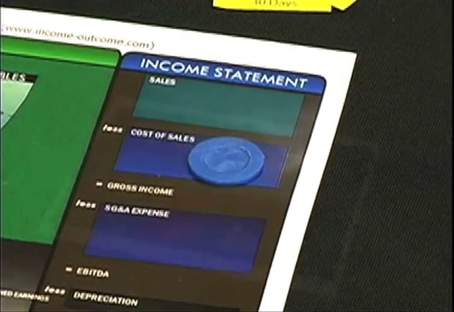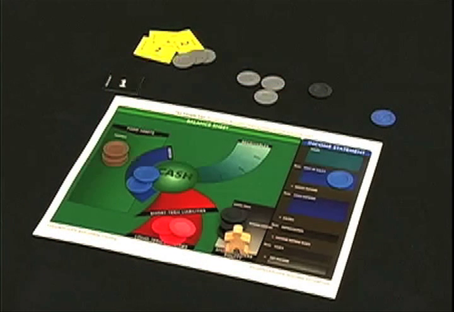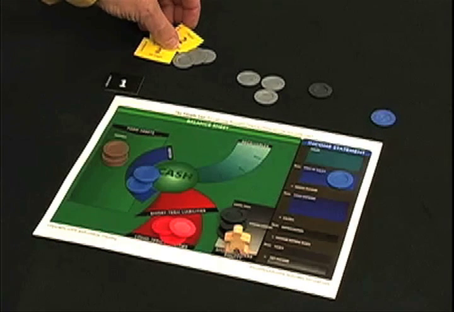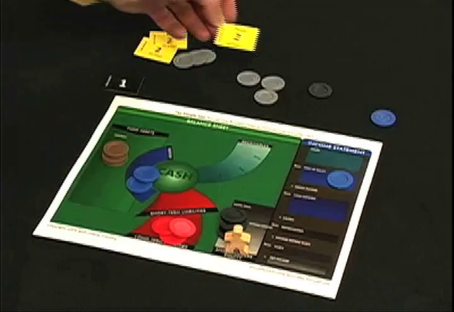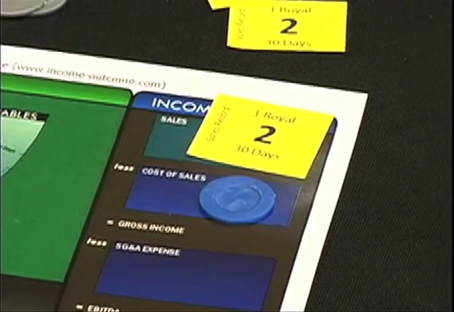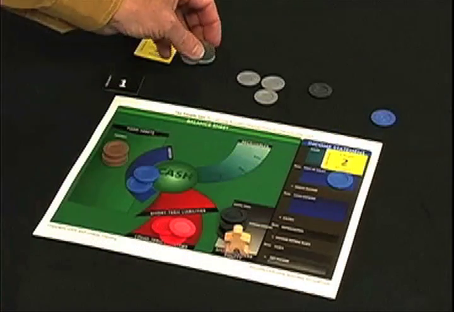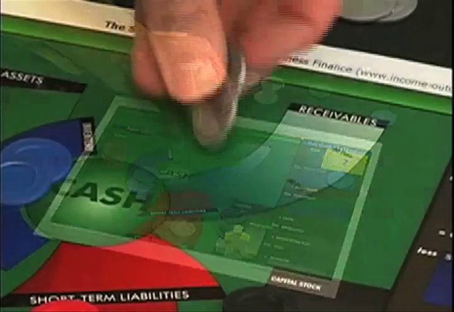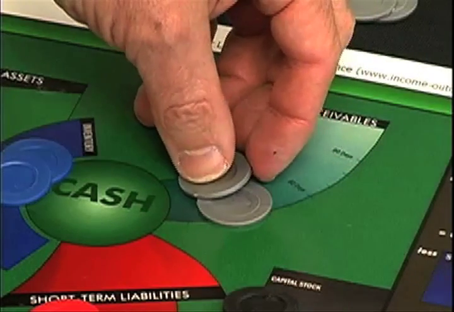The customer will pay you 2 silver for the royal, but the payment won't come due for 30 days. You can record the sale with a gold sales record on the top of the income statement. The cash itself will come onto your balance sheet, but it's not available to you as cash. It's only a receivable that will come due next month.